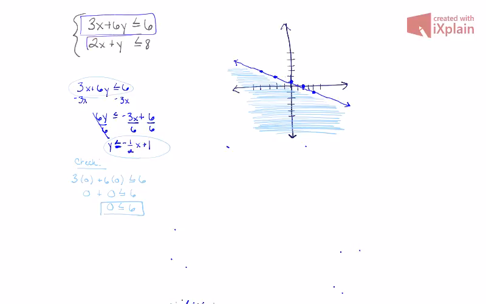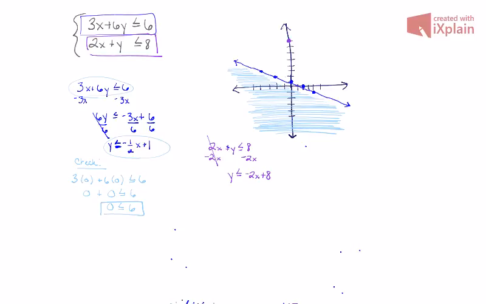Next, we'll take a look at the second inequality in the system. So we have 2x plus y is less than or equal to 8. Subtract 2x from both sides, and we are left with y is less than or equal to negative 2x plus 8. So, let's see here. Our y-intercept is going to happen at 0, 8.